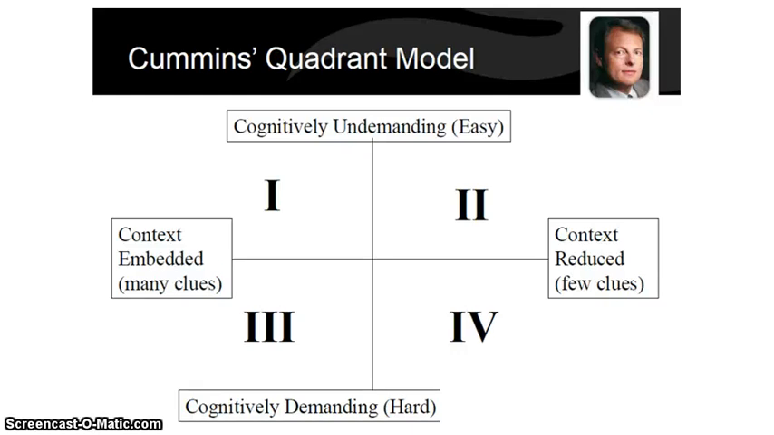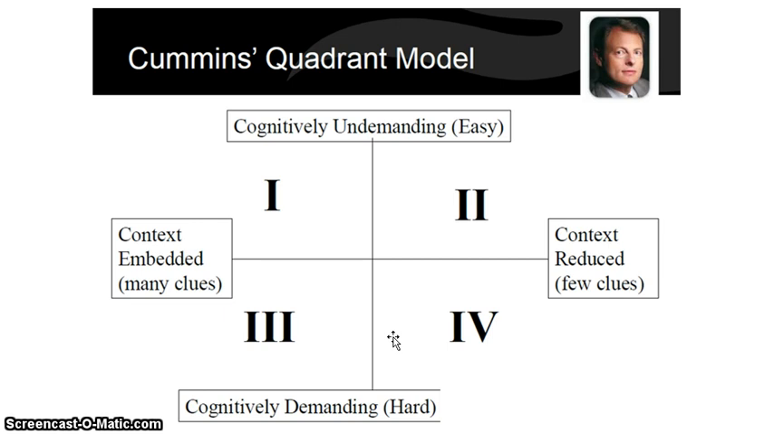All right, we're going to have a quick review of Cummins' quadrant model for those of you that maybe don't remember it or maybe it is new to you. When we talk about the four quadrants, and they're definitely labeled differently than our quadrants in math, the first two quadrants are cognitively undemanding tasks, things that are easy that we would ask our students to do. And quadrants 3 and 4 are the harder things that we ask them to do, things that might require a little bit more brain power.